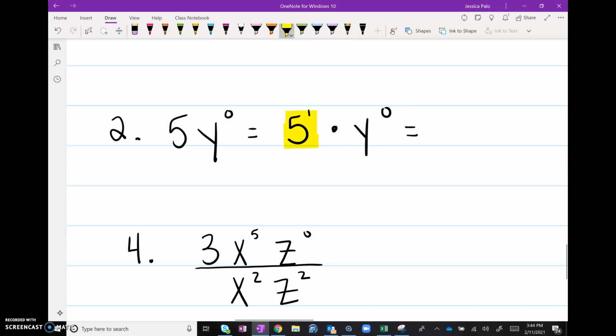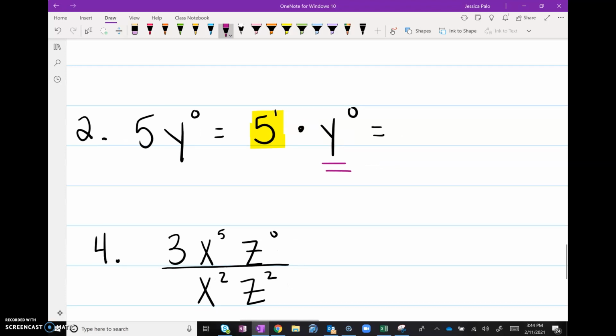So 5 does not change. 5 stays the same. What does change is y to the 0 power, because anything raised to the 0 power equals 1. So we bring that 5 right over, times, and let's simplify y to the 0 power. That equals 1. 5 times 1 is 5. So your final answer to this example is 5.